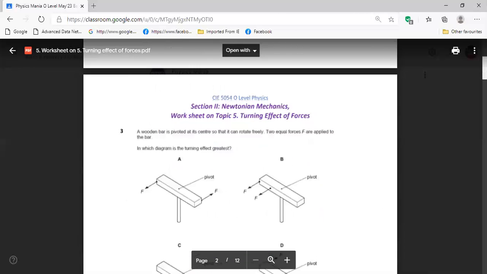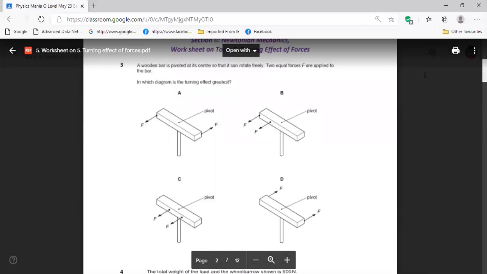Now three. A wooden bar is pivoted at its furthest end so it can rotate freely. The forces are applied to the bar. In which diagram is the turning effect greatest? I think it is B.